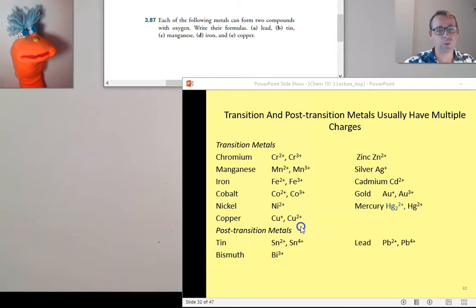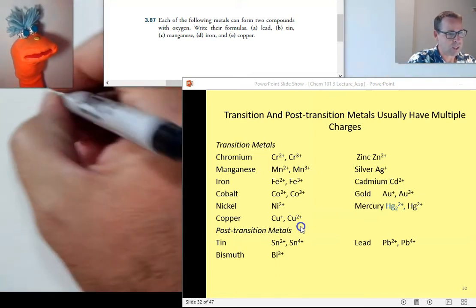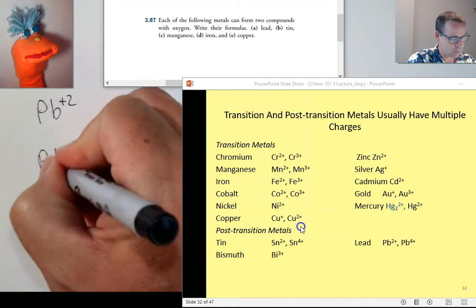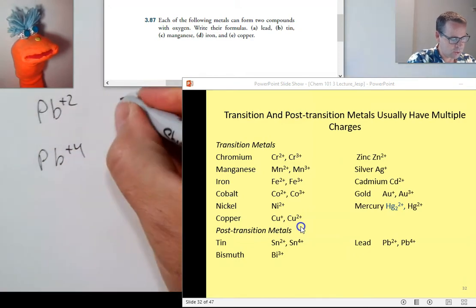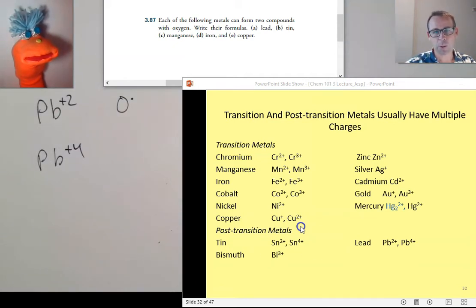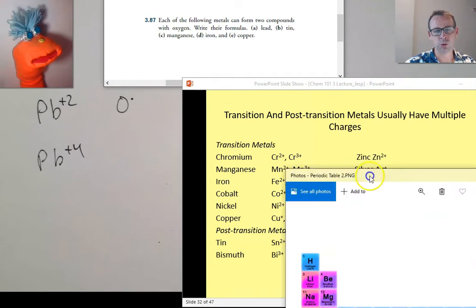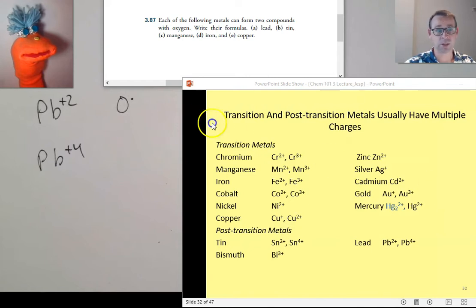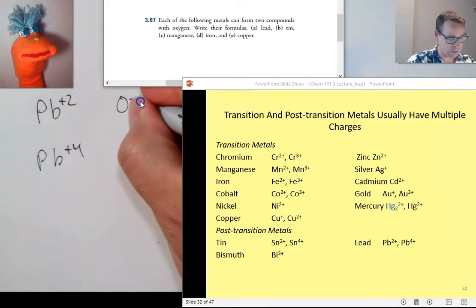Lead forms what kind of ions? +2 and +4? That's right. So lead forms a +2, and lead forms a +4. And if it's going to combine with oxygen, when oxygen is in an ionic compound, what's its charge? Can you show me the periodic table? Oh, it's going to be a -2. That's right, because it wants to gain 2 electrons to have a noble gas electron configuration.